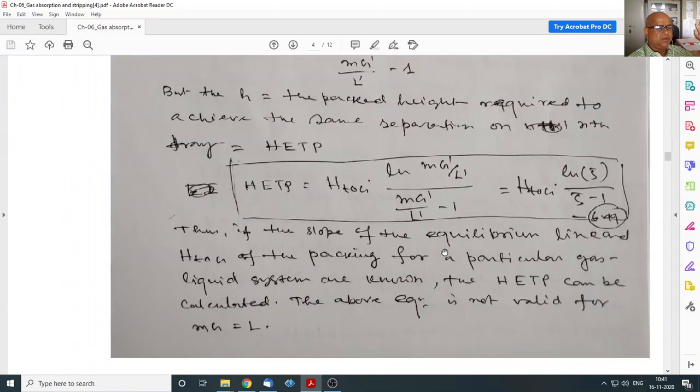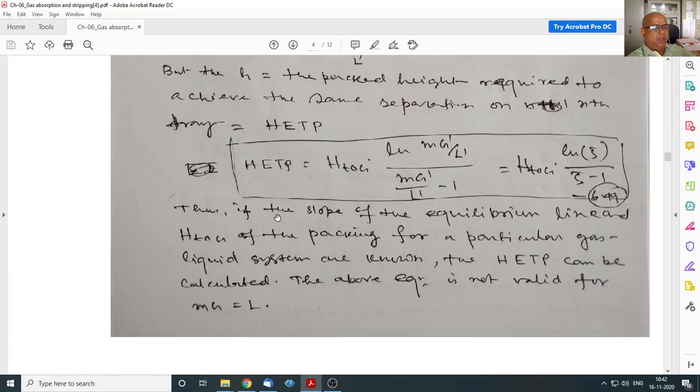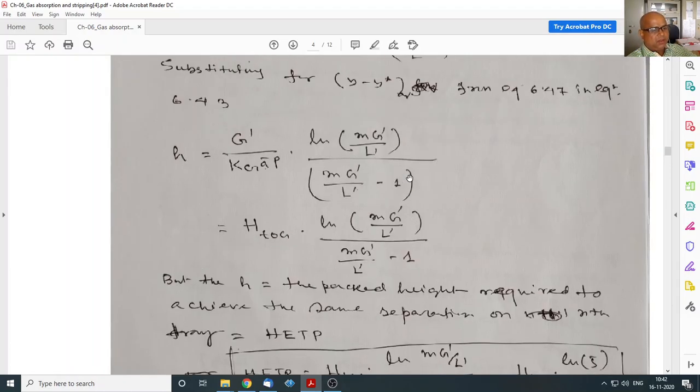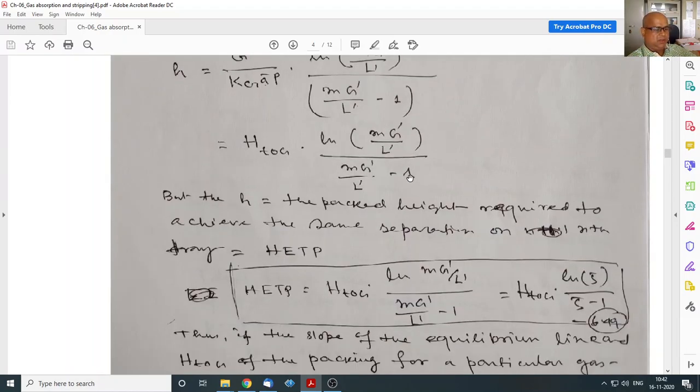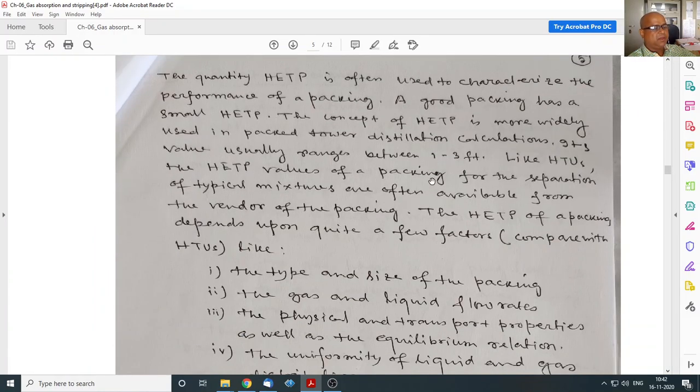So there is a relation: height equivalent to a theoretical plate equals HTOG ln(mG'/L'S), divided by (mG'/L'S) minus 1, that is, HTOG ln(S bar) by (S bar minus 1). So this relation is there. If you calculate the packed tower height with this equation, you can calculate the height equivalent to a theoretical plate. Okay, whatever derivation is given here is not required, but you should have some conceptual understanding of what the height equivalent to a theoretical plate is.